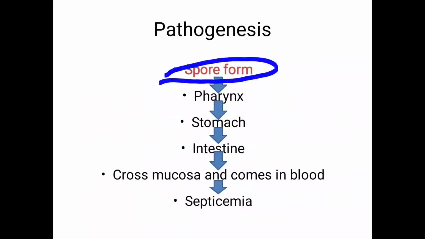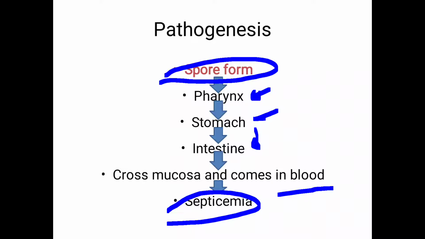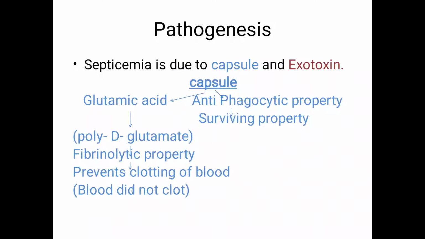Then in the case of spore form, it will enter the pharynx, then it will reach the stomach. From the stomach it will go to the intestine, where it will penetrate the intestine and enter into the blood circulation, leading to septicemia. Septicemia is because of capsule and exotoxins.